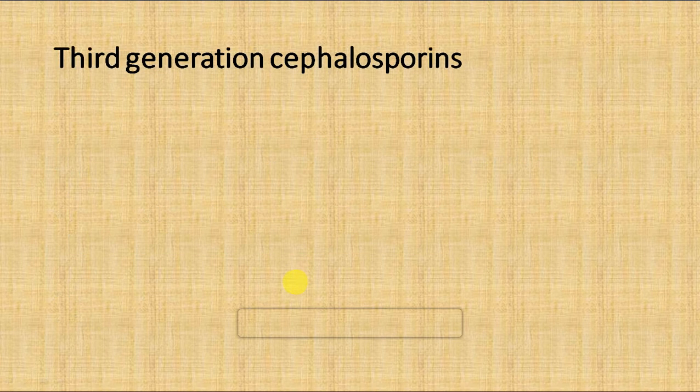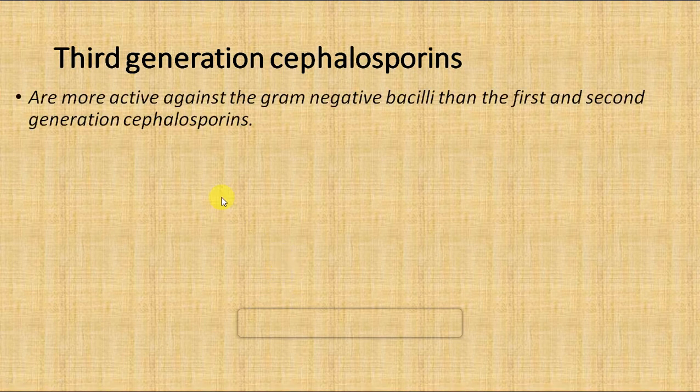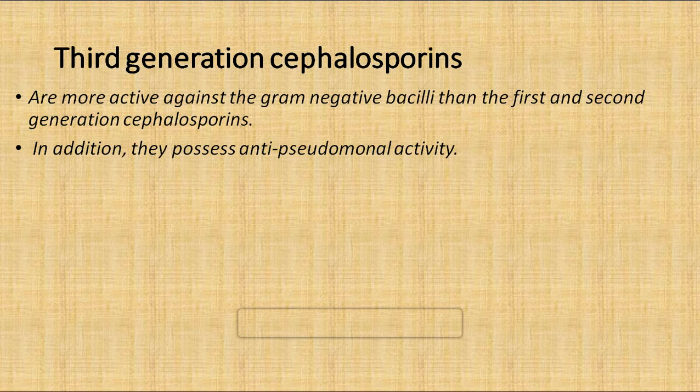So let's move to the third generation cephalosporins. What are third generation cephalosporins? They are more active against gram negative bacilli than the first and second generation cephalosporins. As I have said, as we move to the third and fourth generation, the activity against gram negative will be increasing. In addition, they possess anti-pseudomonal activity.